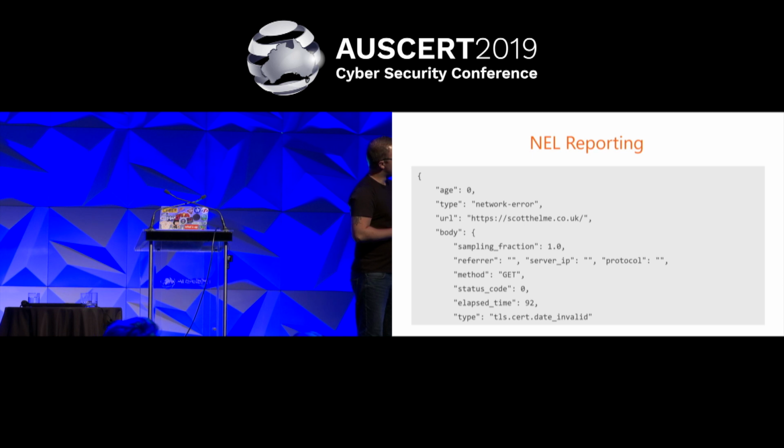The values there for server IP are blank because the connection failed. It was a GET request. Elapsed time, it took the client 92 milliseconds to arrive at this failure. This is all the information that you need to act on the problem, because the type down here is the ultimate one. TLS error, because of the certificate, because the date was invalid. You're using an expired certificate in production, and this happens a lot. This happens an awful lot.